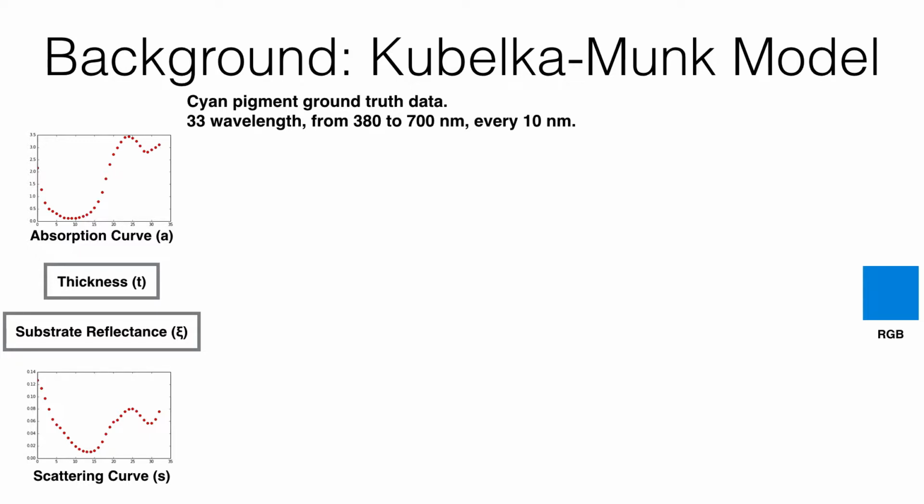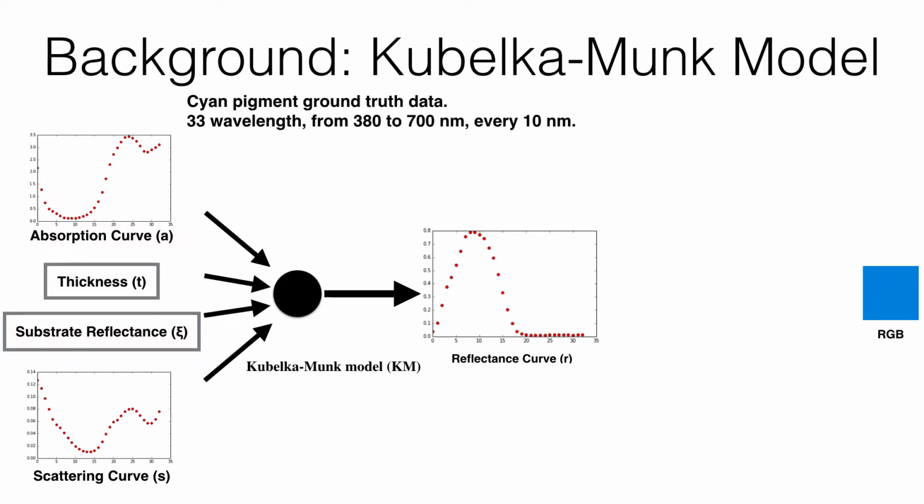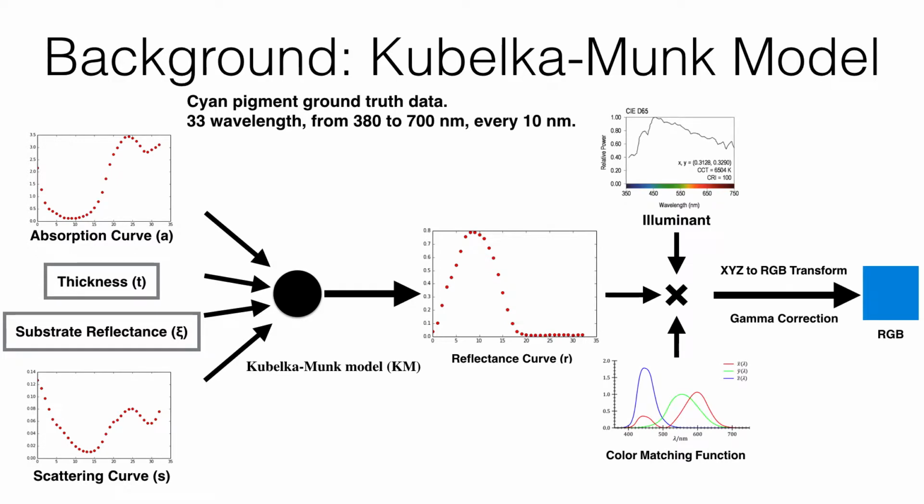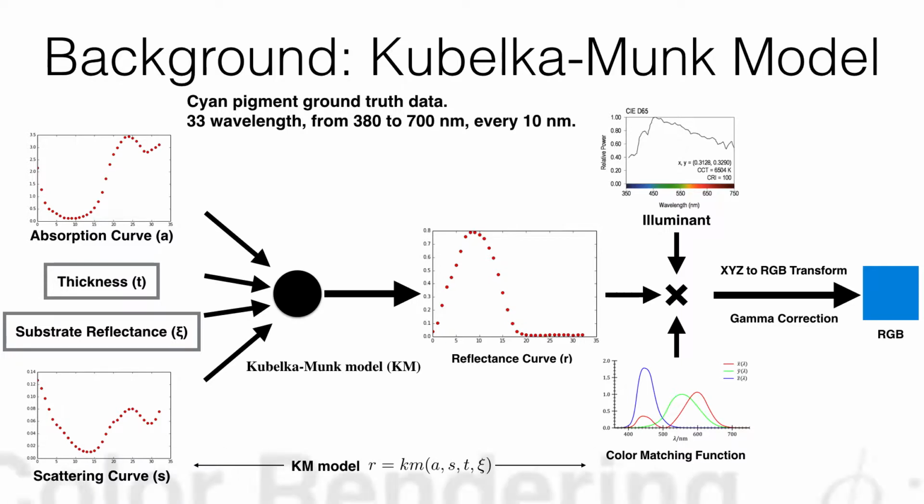This model takes pigment absorption, scattering, thickness, and substrate reflectance as input to obtain the pigment reflectance parameters, which can be fed into a standard imaging system to get final rendered RGB color of this pigment. The Kubelka-Munk model and the imaging system are both nonlinear transformations, can be represented by this KM function and phi function. The whole color compositing system is nonlinear.